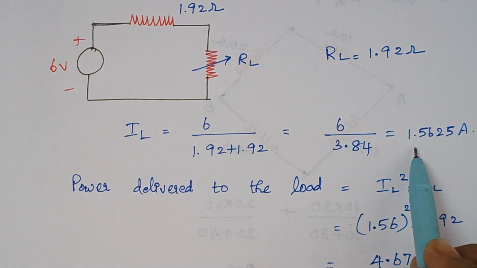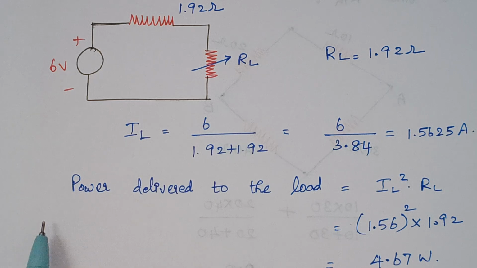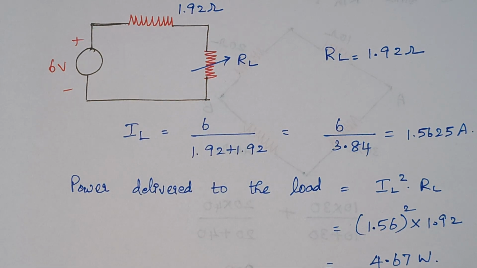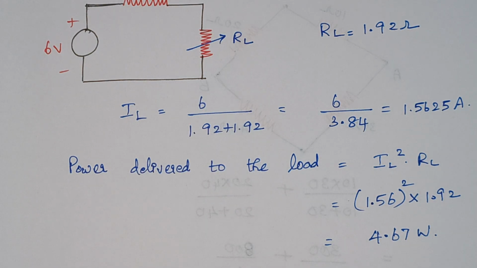So that gives the answer as 1.5625 amps here. Now the next thing is power delivered to the load. Power delivered to the load is given by the formula I square R, right? We know the value of I, we know the value of R. So just substitute the values and the final answer is 4.67 watts, right? This is the maximum power delivered to the load resistance.